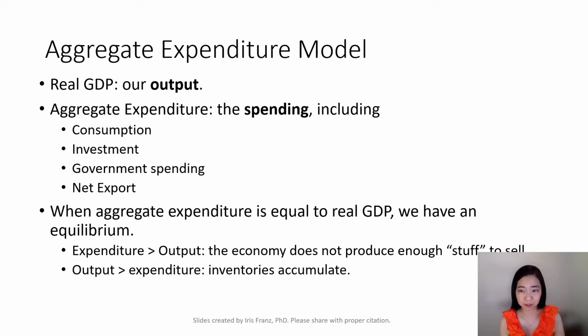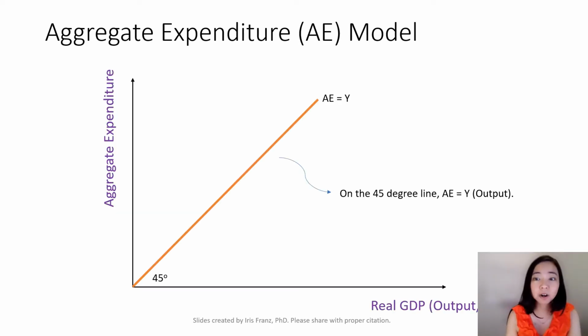Here's the bottom line. If our aggregate expenditure is greater than the output, that means the economy does not produce enough stuff to sell. If our output, our real GDP, is greater than our aggregate expenditure, that means we're producing too much and inventories will accumulate.